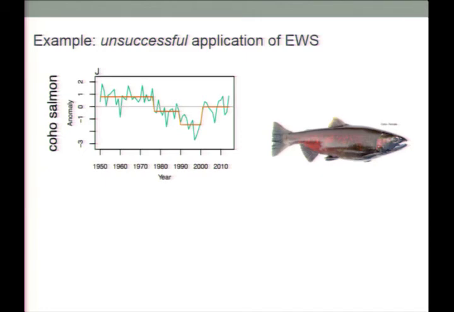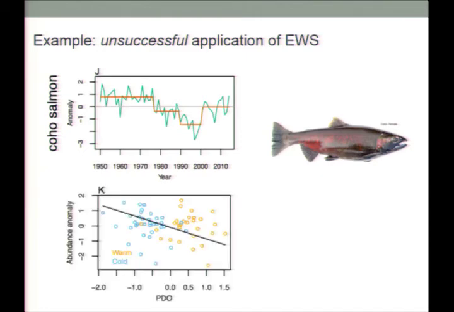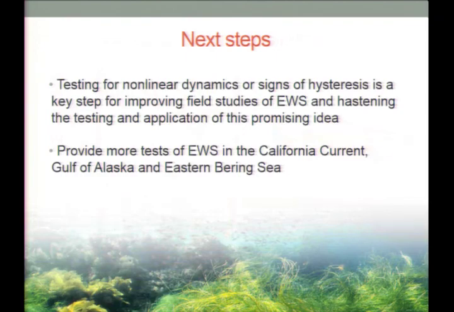However, when we plot the relationship between the PDO and these abundance anomalies, we see a strong linear relationship and not a nonlinear relationship. We don't see evidence of nonlinear relationships or hysteresis. So in moving forward, a key take-home message from this work is that testing for nonlinear dynamics or signs of hysteresis is a key step for improving field studies of early warning signals and hastening the testing and application of this promising idea for management.